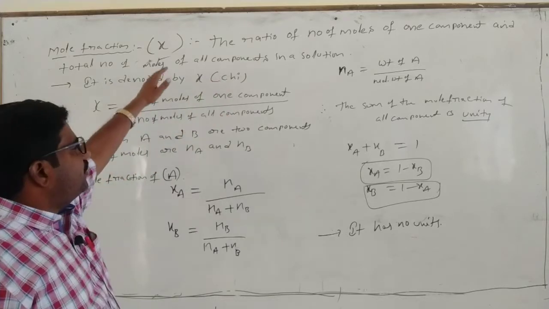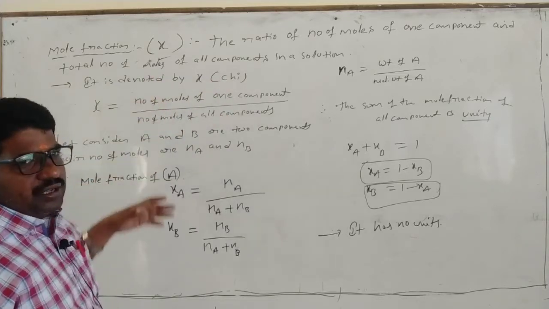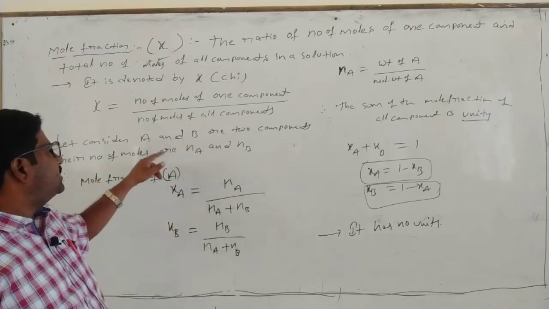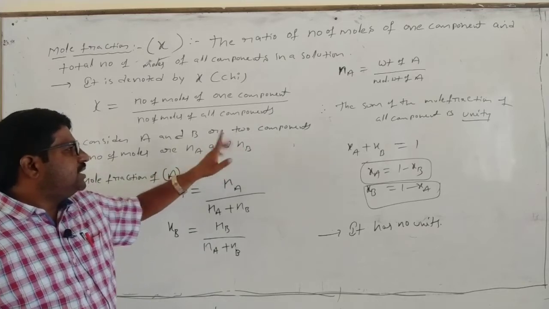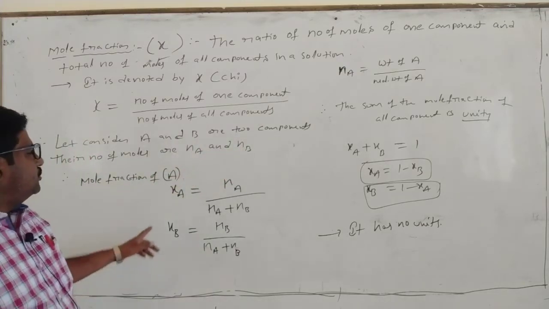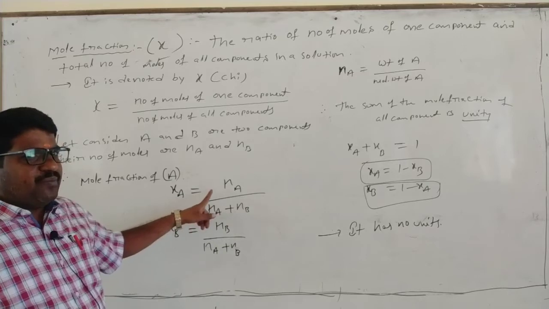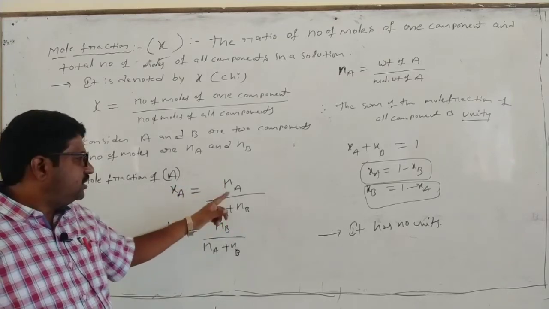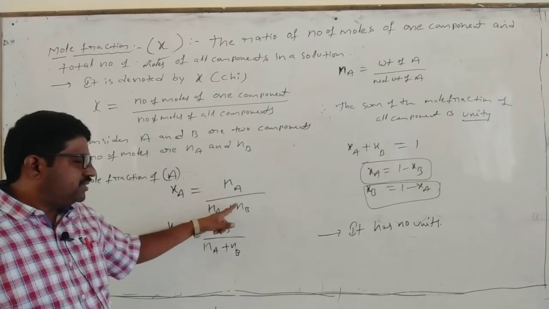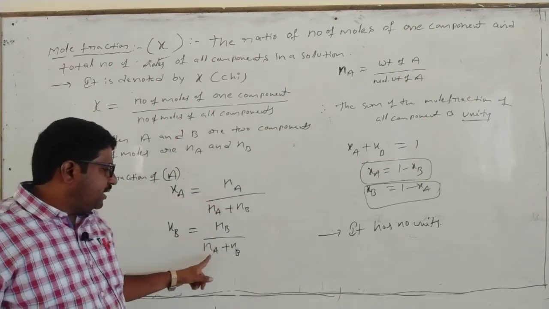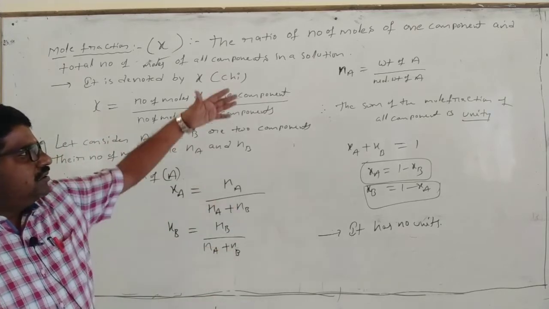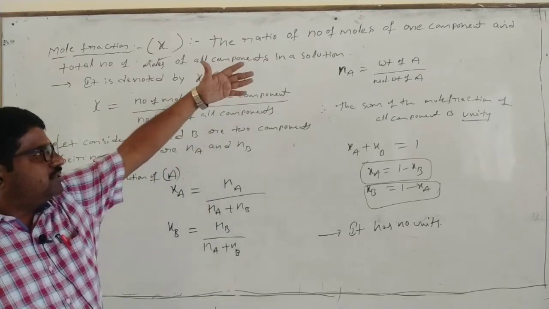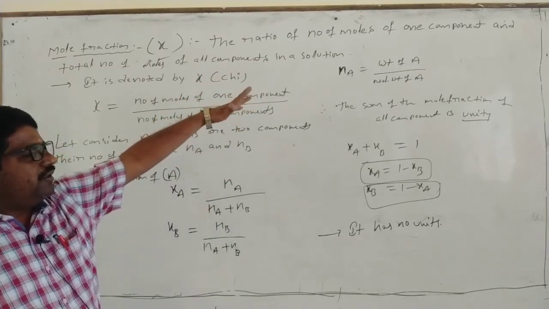Now, based on the definition, you have to write the formula. Consider a solution containing two components, A and B. The number of moles of component A is Na and of component B is Nb. So the mole fraction of A is Na upon Na plus Nb, and for B it is Nb upon Na plus Nb. Na is calculated as weight of A by molecular weight of A, and for Nb, weight of B by molecular weight of B.